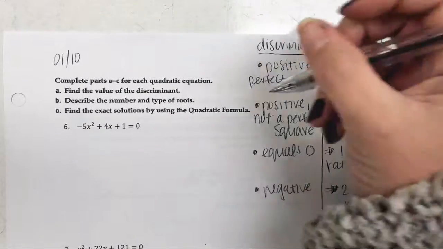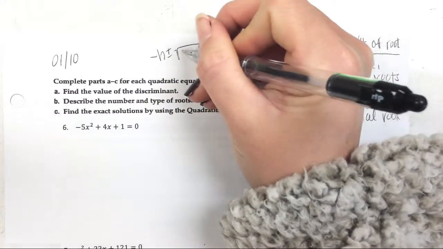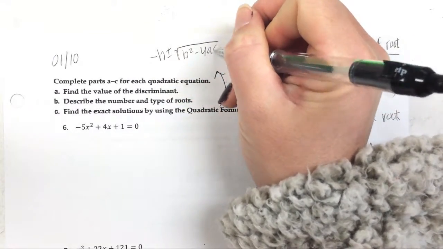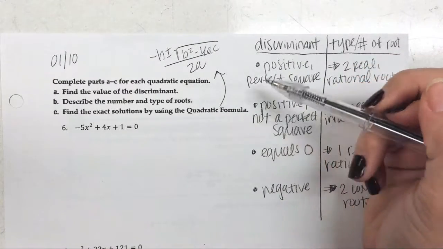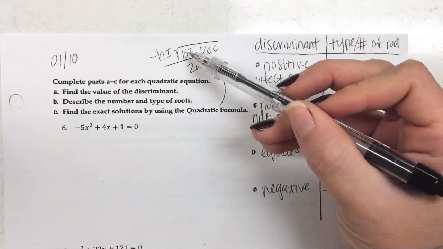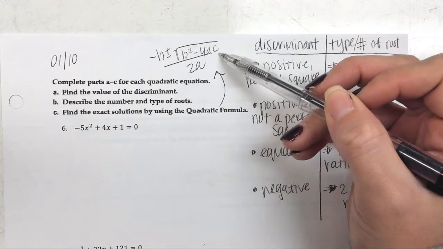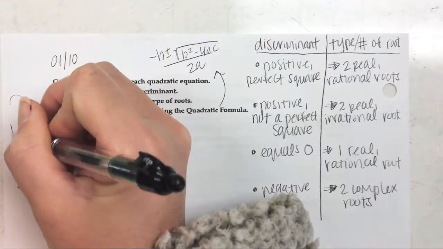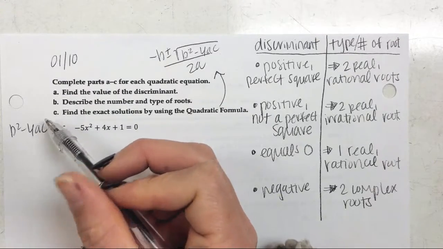So if you recall, the quadratic formula is negative b plus or minus square root b squared minus 4ac all over 2a. So here's the entire formula. The discriminant is what's underneath the radical. So just this portion, the b squared minus 4ac. Okay? So I'm going to write that over here. B squared minus 4ac. That is the formula for just the discriminant.